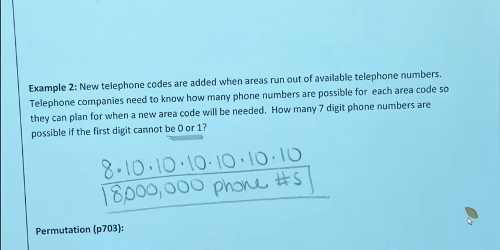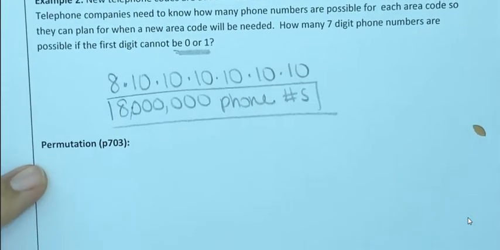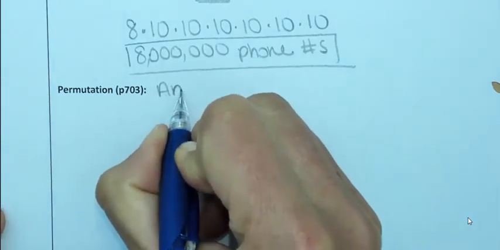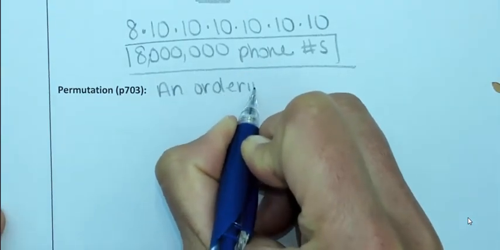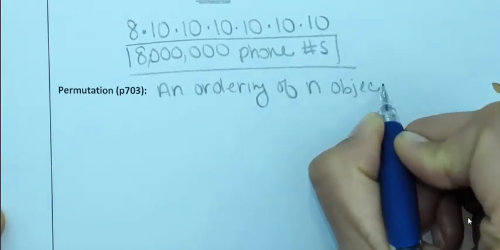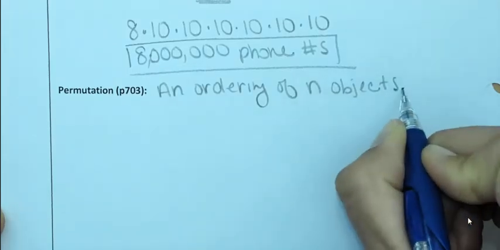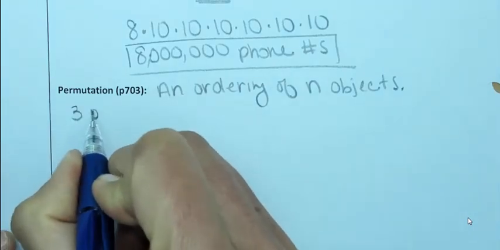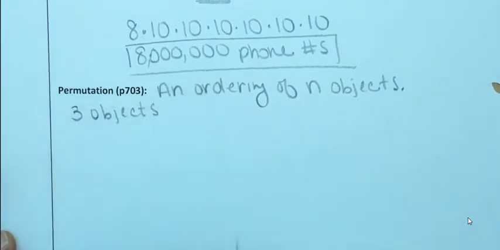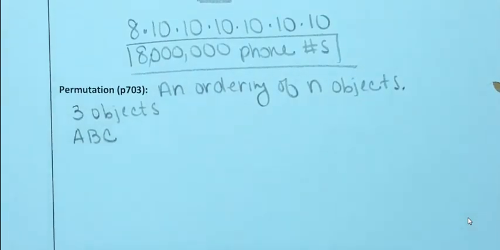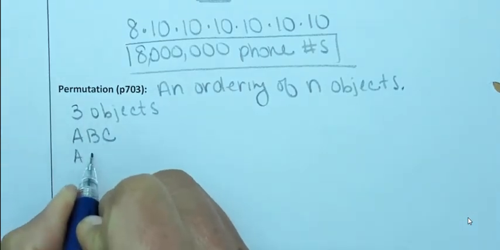Okay, so let's talk about what a permutation is, and it's in your book if you want to read up more about it. But a permutation is basically an ordering of n objects. We'll use n to represent whatever that number happens to be. So for example, let's say I have 3 objects. We'll call those objects A, B, and C. What are the different ways that I can order A, B, and C? Well, I can order it A, B, C or A, C, B.